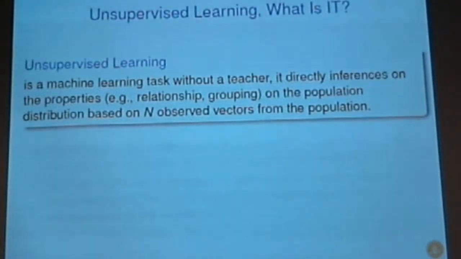It directly infers properties. There are basically 2 major types of properties of interest. One is about relationship, the other one is about grouping. Clustering is about grouping, and there are other tools like association rules and some other things that we will talk about in the future. Basically, they directly infer properties of the population distribution based on the observed vectors.